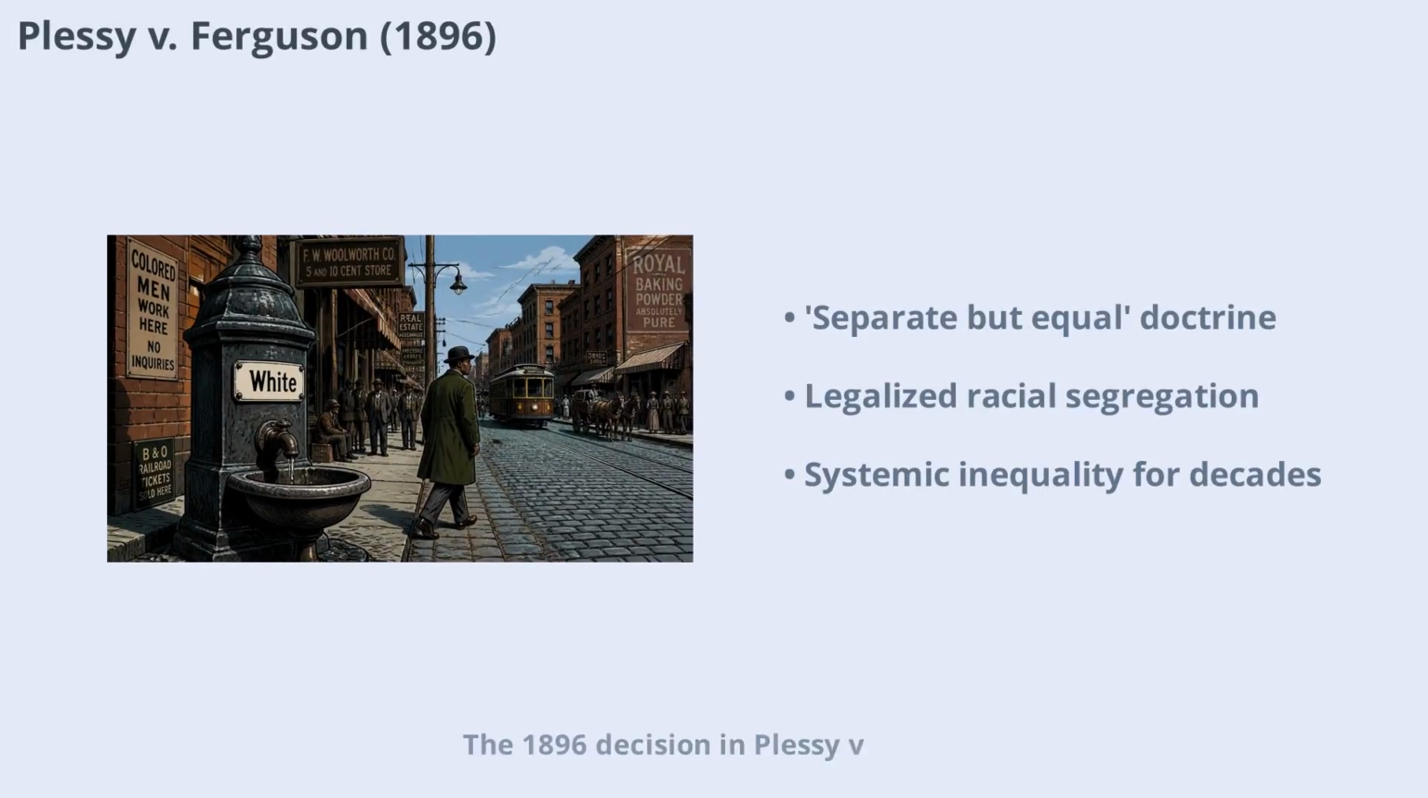The 1896 decision in Plessy v. Ferguson ushered in the era of legalized segregation. The Supreme Court established the separate but equal doctrine, providing constitutional cover for racial segregation across the American South. This ruling enabled decades of systemic inequality, as segregation became the law of the land.